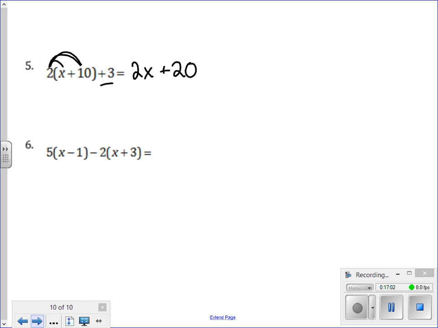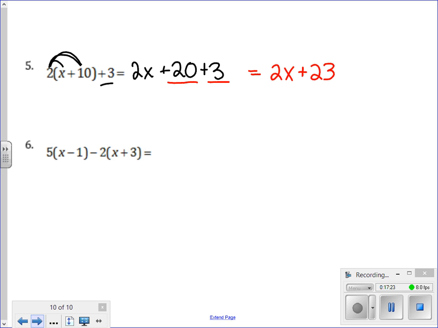Now I still have a plus 3 tagging on the end. I rewrite that all out, and now I look to see if I can combine any like terms. It appears the only like terms are 20 and 3. So when I combine those together, I get 2x plus 23.